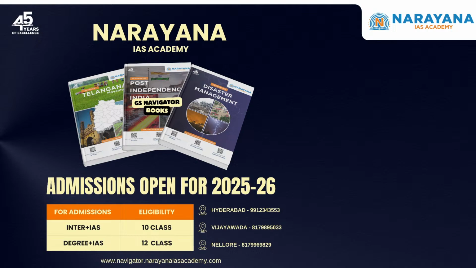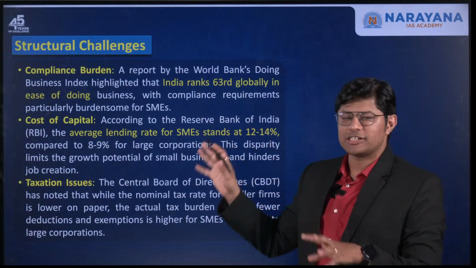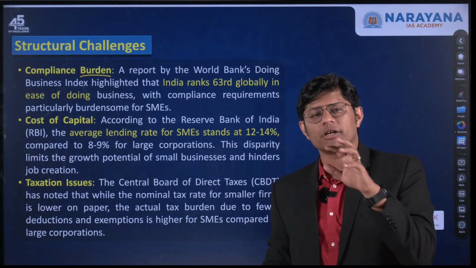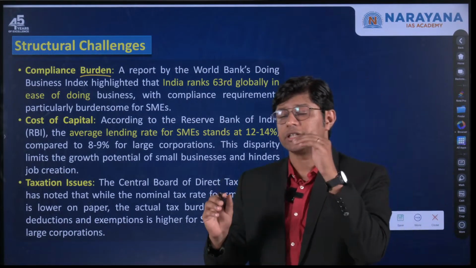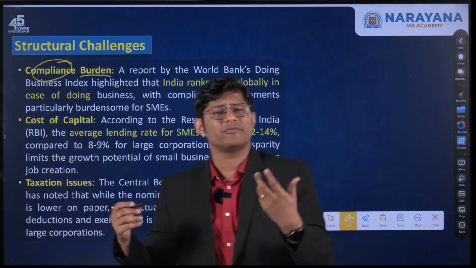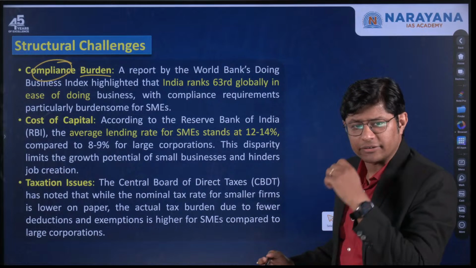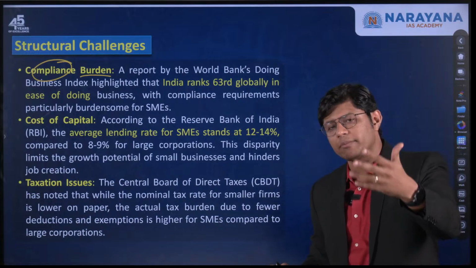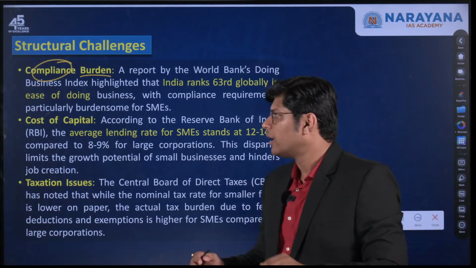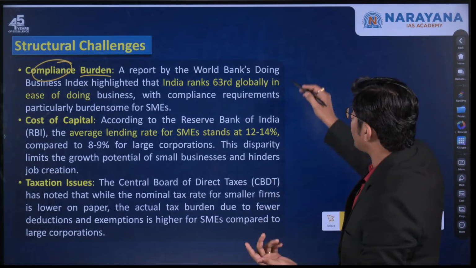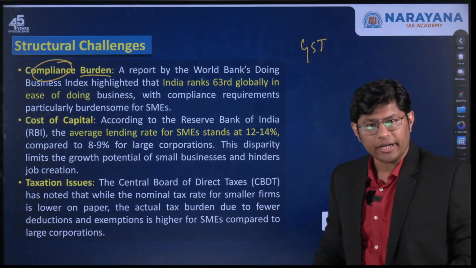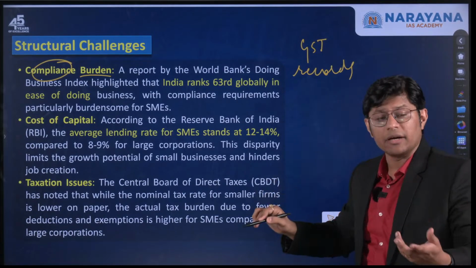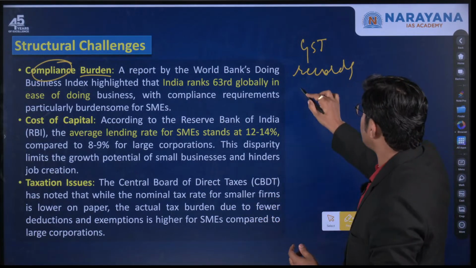Okay, so now talking about the structural challenges, the compliance burden. As we discussed, the smaller companies are burdened with compliance. What do you mean by compliance? Which means the government of India frames certain rules and regulations, and every company has to abide by those rules and regulations, right? For example, every company has to file GST. Every company has to maintain records. The companies who are supposed to buy licenses have to buy licenses.